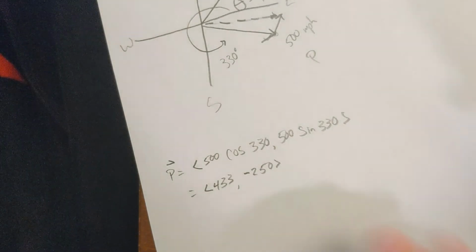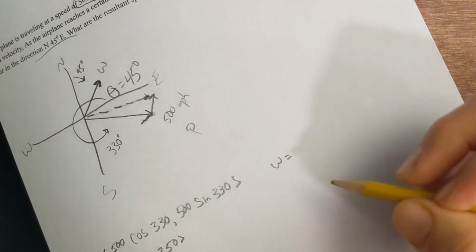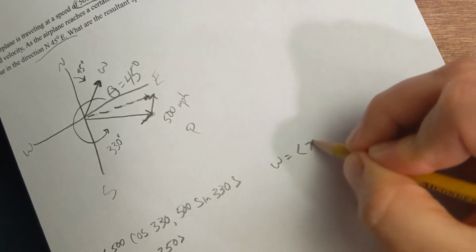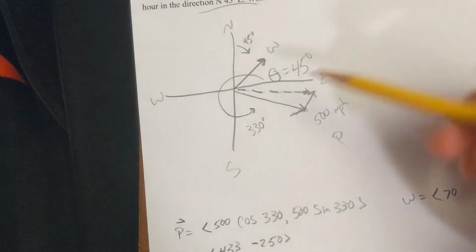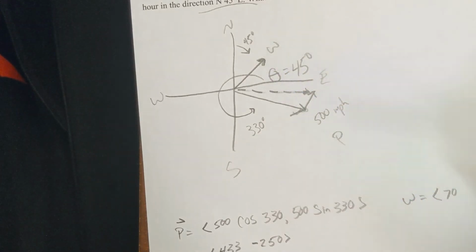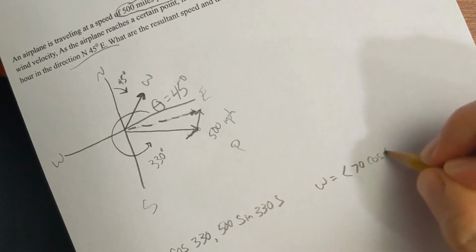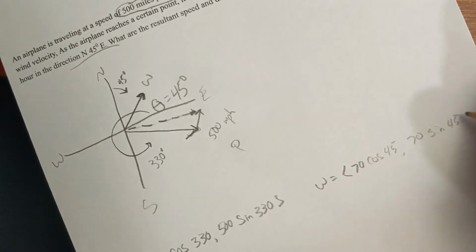Okay, now let's take a look at the wind. For the wind, it's going to be the same idea. My wind has a magnitude of 70, and it's blowing at a 45 degree angle from our positive x-axis. So it's going to be 70 cosine 45 and 70 sine 45.